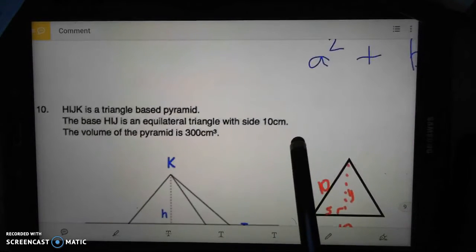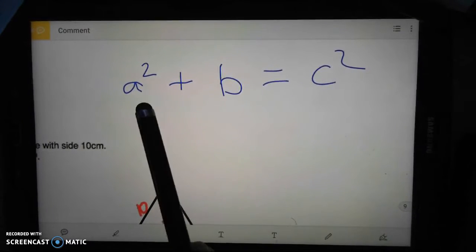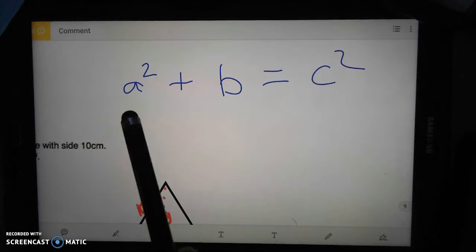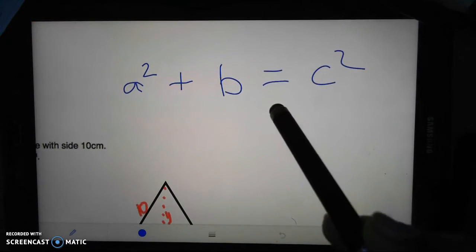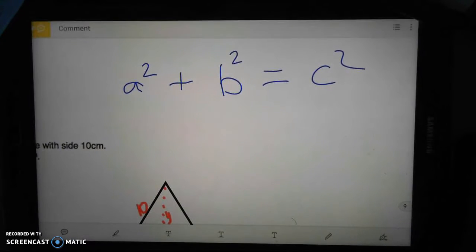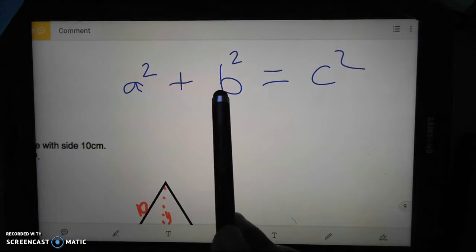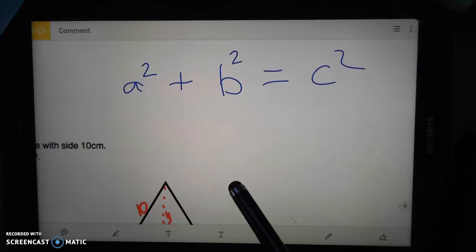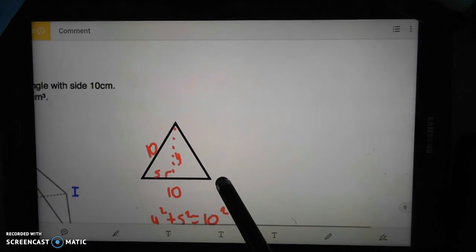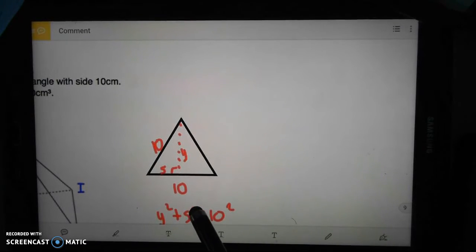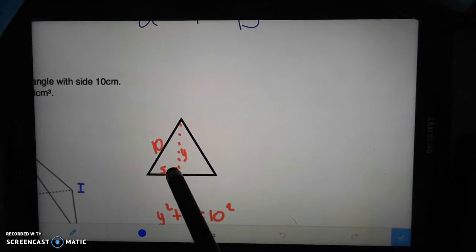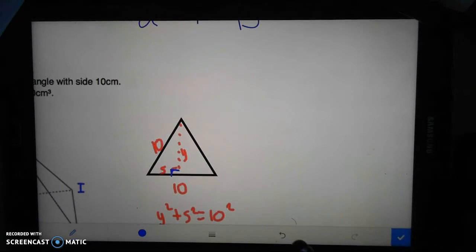So again we have to start off with Pythagoras' theorem. Pythagoras' theorem says a squared plus b squared equals c squared, which means one short side squared plus another short side squared will give you the long side squared. Because they told us it was an equilateral triangle with one side 10, if from here to here is 10, half of that must be 5. So this is a 5, and we can put the little box there to show it's a right angle triangle.